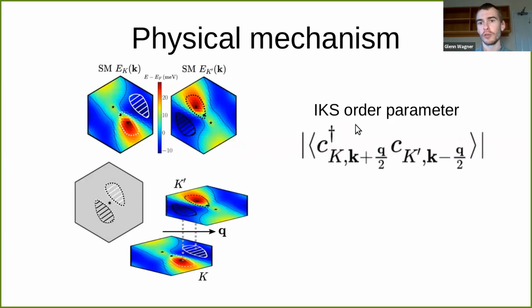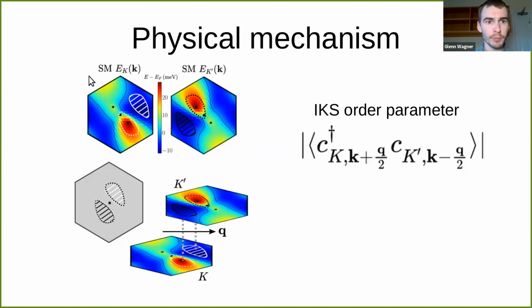So first of all, the order parameter for this IKS state looks like this. We've got a coherent superposition of electrons in both valleys with a wave vector offset by some value q. And the intuition for why this order parameter is relevant can be gotten just by looking at the band structure.